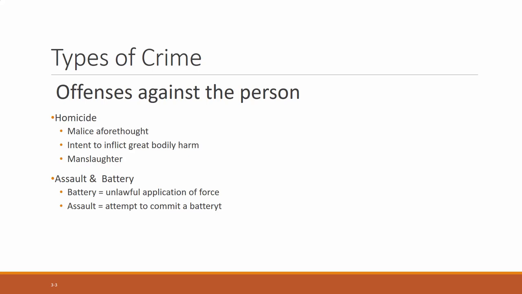All right, so these are some of the broad types of crime. The first are called offenses against the person. There's probably a Latin term for that too, but I don't speak Latin. Homicide, which we all know.